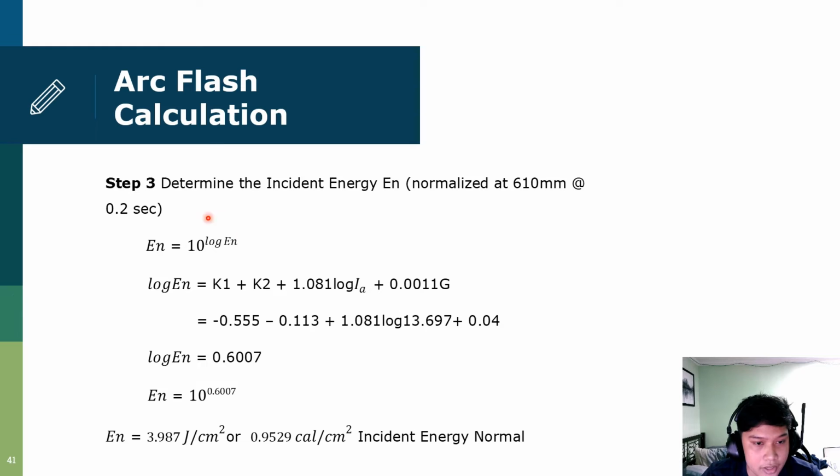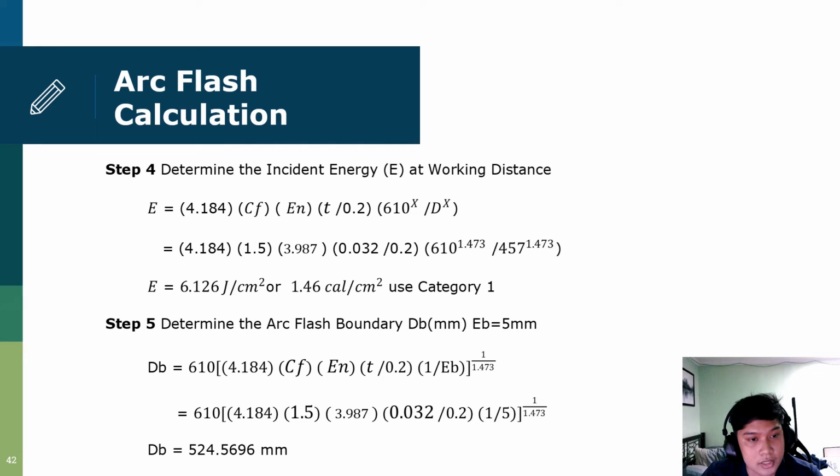So this is the formula. The formula for the En is this one. Substituting the variables again, we get this one. The result is 0.6007. Substituting this value to this one, 10 raised to 0.6007 is 3.987 joule per square centimeter, or 0.9529 calorie per square centimeter. In step 4, we determine the incident energy E at working distance.